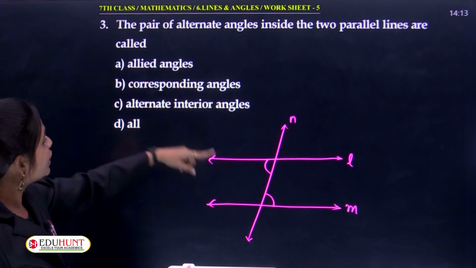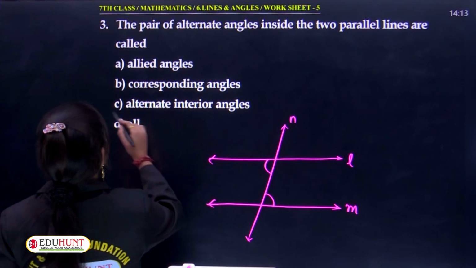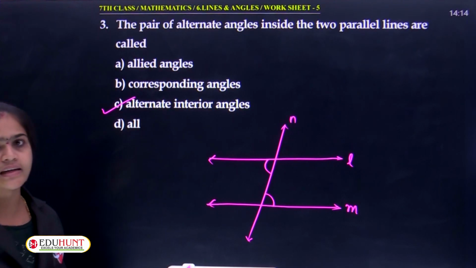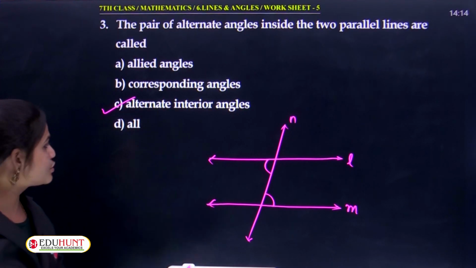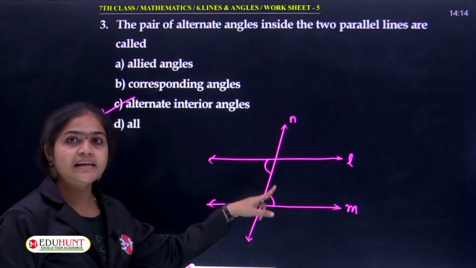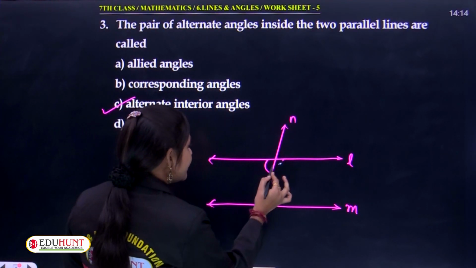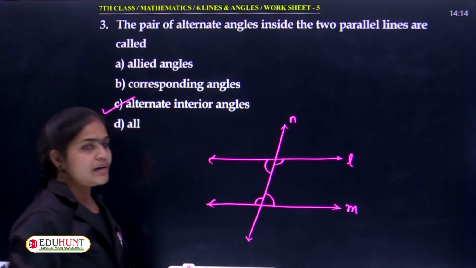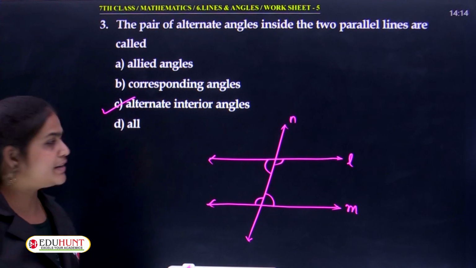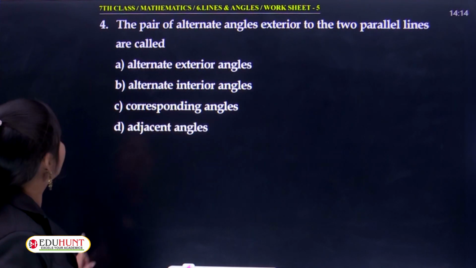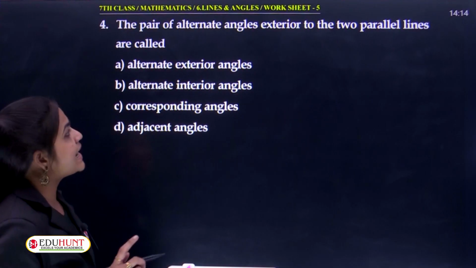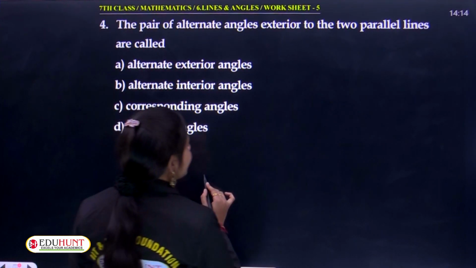Clear? Now, what will we call these two angles? These two angles are alternate interior angles. What will we call those two? These two are alternate interior angles, and in the same way, these two angles also are alternate interior angles. Understood? Yes. The pair of alternate angles exterior to the two parallel lines.